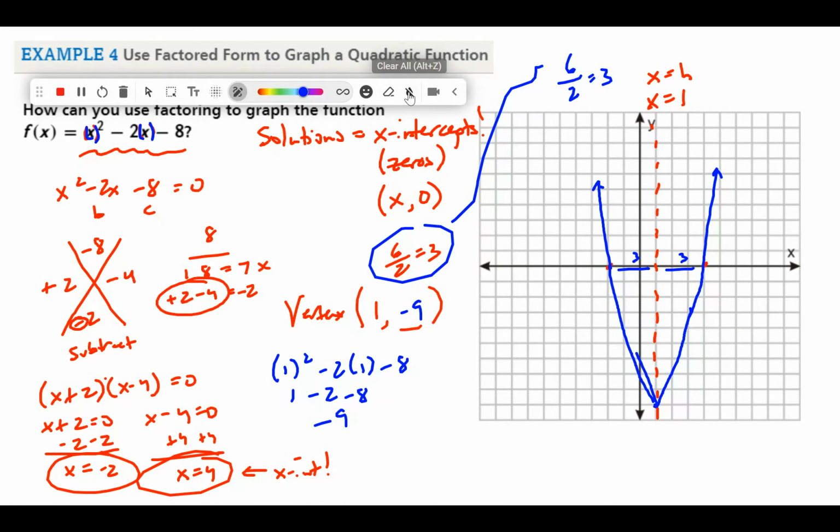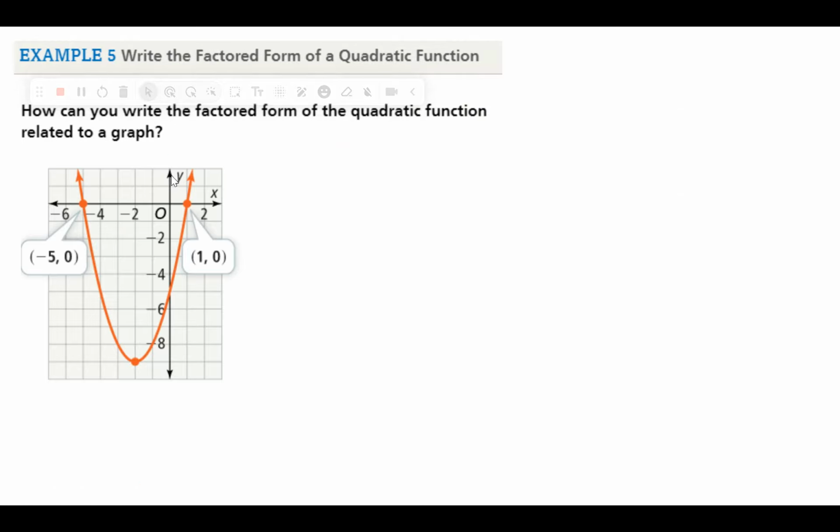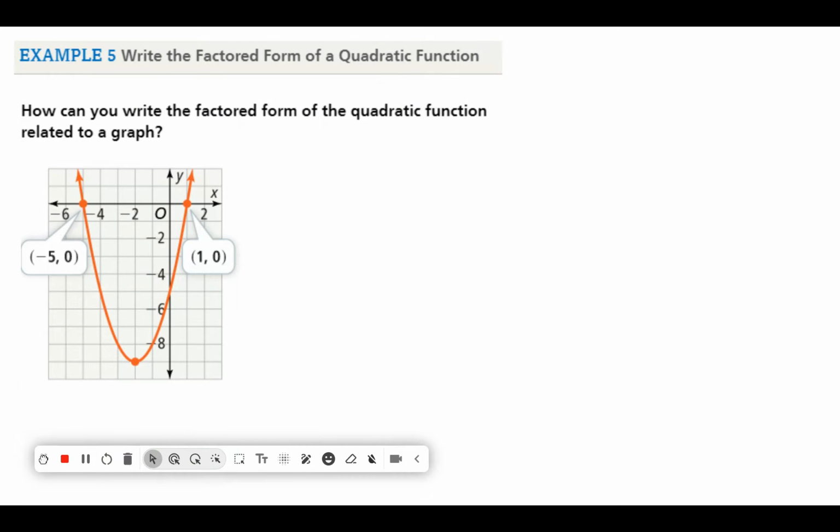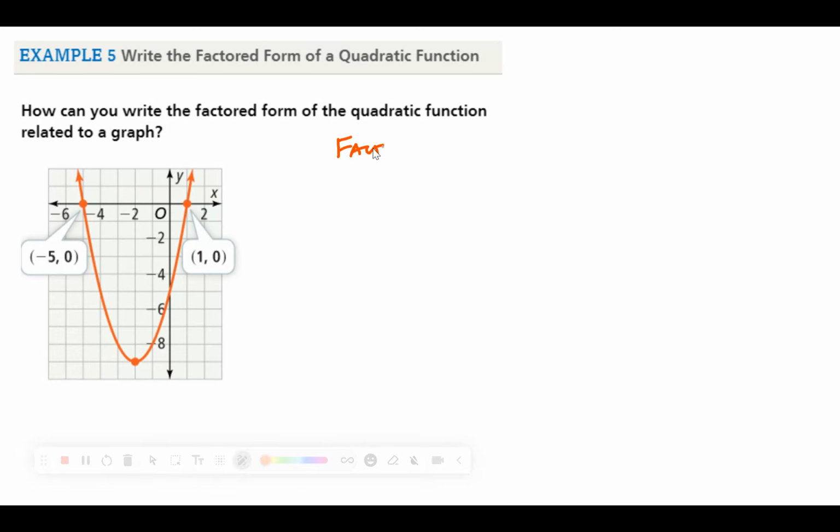Okay, last but not least here, right? Okay, so this example says, how can you write the factored form of the quadratic related to a graph? So if we did vertex form, we did standard form. Now let's talk about factored form. Here is what factored form looks like. Factored form.